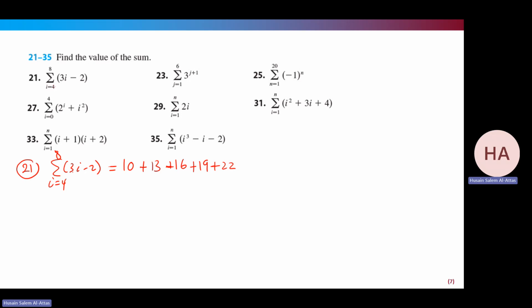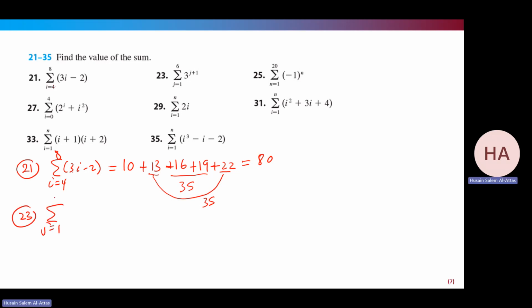So what will be the total? This will be 35. Correct. And this is also 35. 30, 70, 10, 80. Okay, 23.